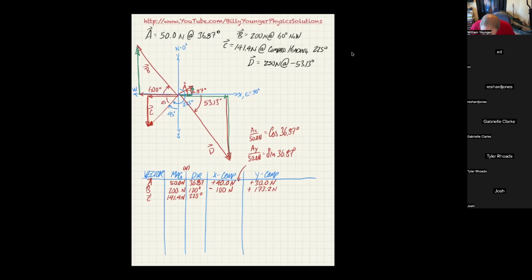Luckily, cosine and sine of 45 are both the same thing. And in this case, they're both negative. So it's going to be 100 newtons negative. And then this one will be negative 100 newtons as well. And that one comes from 141.4 times the sine of 45, which gives me, again, about 100. I got 99.98, which to one decimal place is clearly 100.